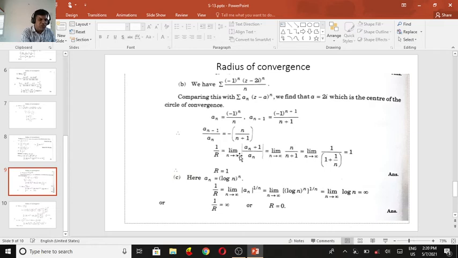So if we apply the limit, 1 divided by 1 plus 0, suddenly 1 divided by 1, suddenly we get 1. So here r is equal to 1, again it's a point.